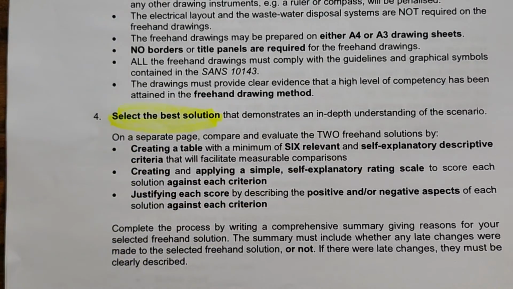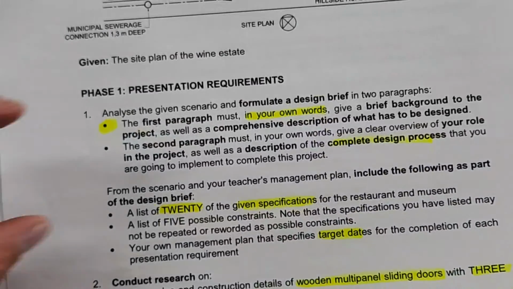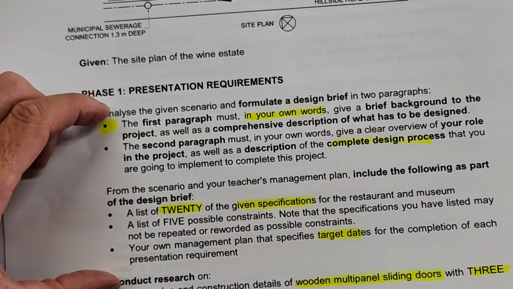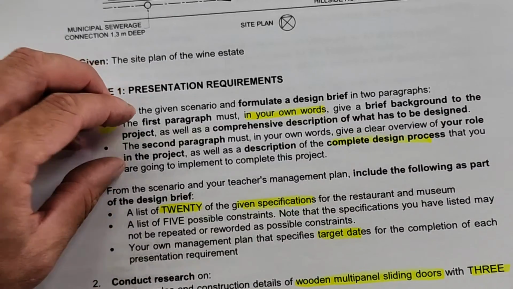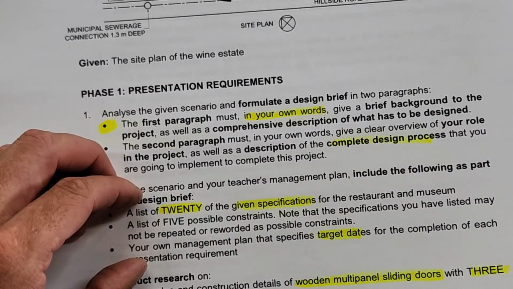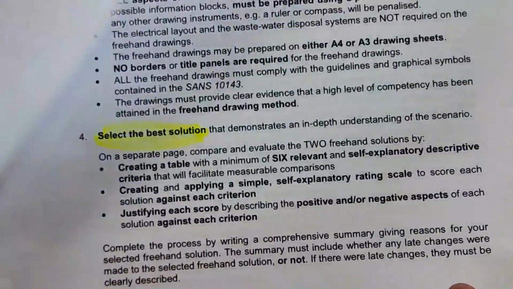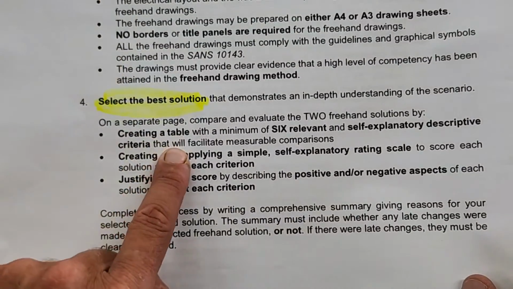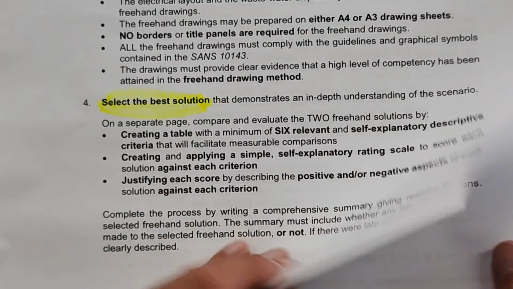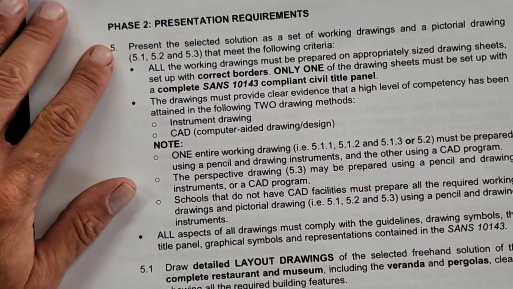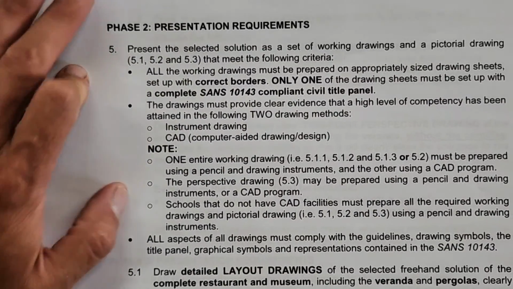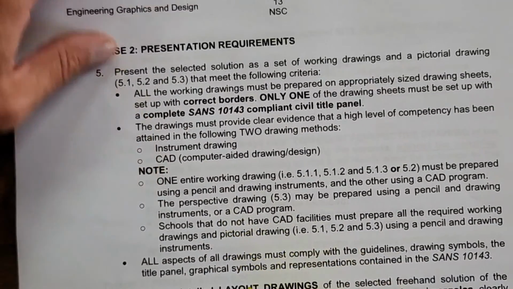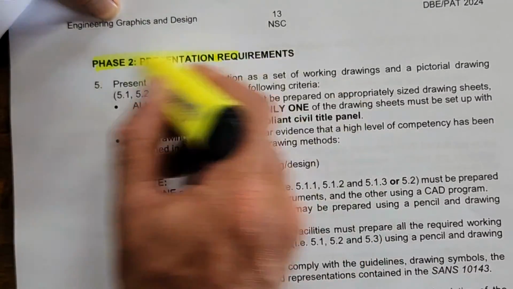So first of all, we have our design brief, which is our specific 2 paragraphs plus your specifications, constraints, and management plan. Then we have our research, and after the research, we have our 2 freehand drawings. After that, we select the best solution. Once we've gotten the solution, we're going to go on, and now it is the formal presentation requirements, which is phase 2 of your PAT.